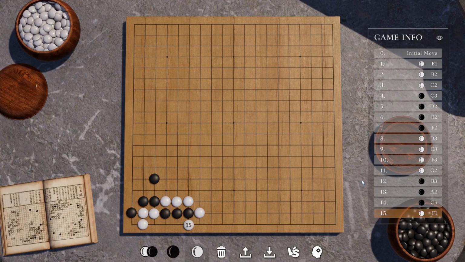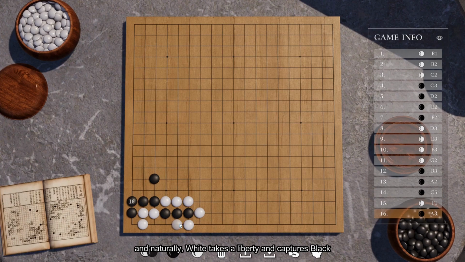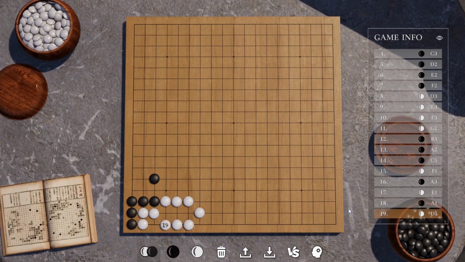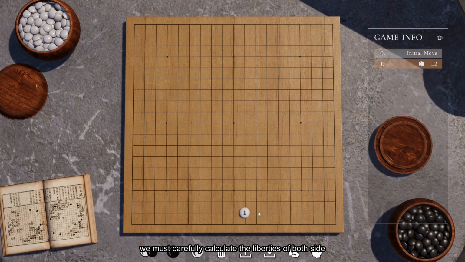Let's test it out. Right now, at this spot, black cannot play inside. It is a tiger's mouth. And this spot is a hidden liberty, so black can't play here either. It is also a tiger's mouth, so black can only play on the outside to take the hidden liberty first. And naturally, white takes a liberty and captures black. So, for situations involving hidden liberties, we must carefully calculate the liberties of both sides.